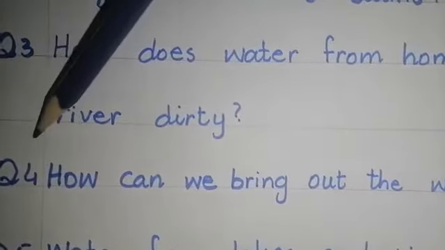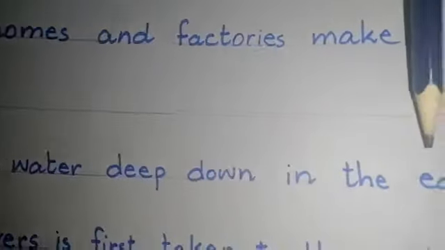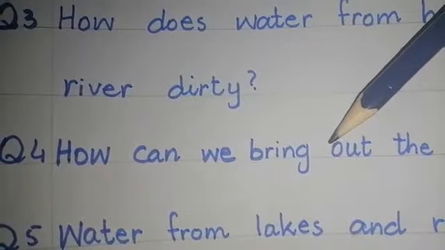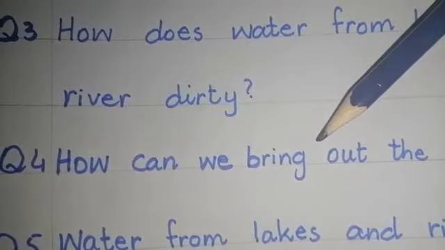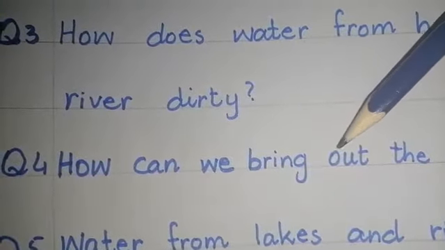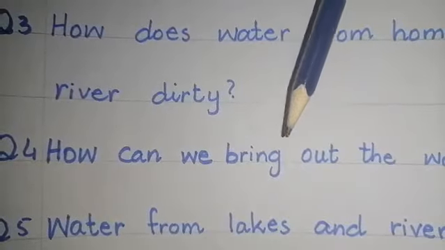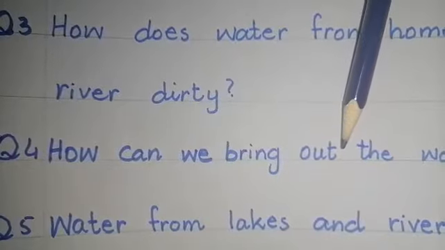Question number 4, how can we bring out the water deep down in the earth? So it is very obvious. We have already discussed it. Some of the rainwater goes under the soil and collects deep down in the earth. So we can bring out this water by digging wells and tube wells. Here you can see it's a tube well and it supplies water. So we can write that we can bring out this water by digging wells and tube wells.